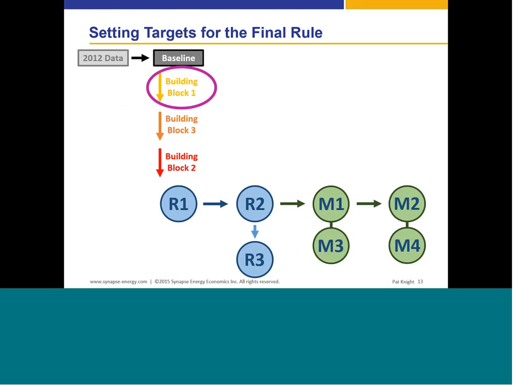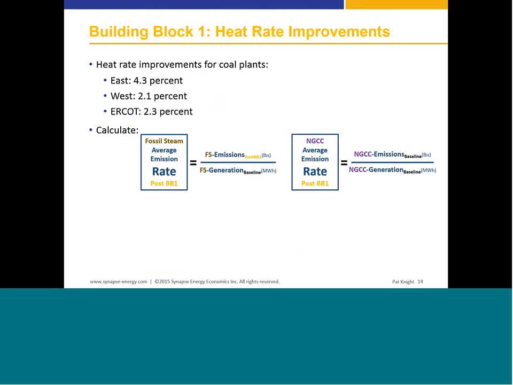So after the baseline, EPA proceeds to building block 1. And building block 1 is all about heat rate improvements. Under this building block, EPA applies a number of heat rate improvements to just the coal plants in their baseline groups. And the heat rate improvement factor that gets applied depends on where that coal plant is located. EPA assumes that if the coal plant is in the eastern interconnect, coal plants can do more to improve their heat rate. And if it's in the west, for example, many coal plants are already quite efficient and they can't quite reach the same level of heat rate improvements.